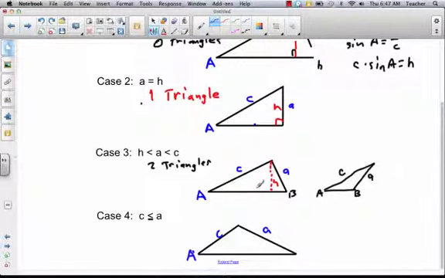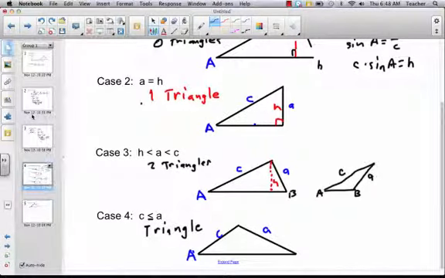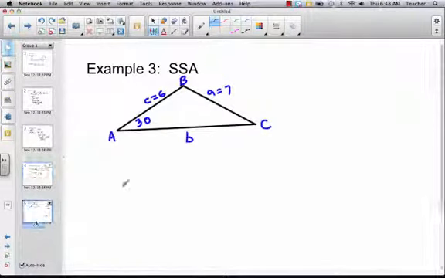And then the last case is where this length of C is just less than your side A, and this will only be one triangle. There's no other triangle you can make, less than or equal to. So those are our 4 cases. So our last example will deal with this case. Now we won't deal with the part where we could have 2 triangles, but we'll take a case, and this is actually case number 4.